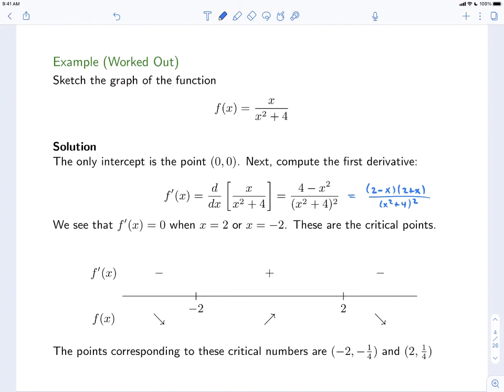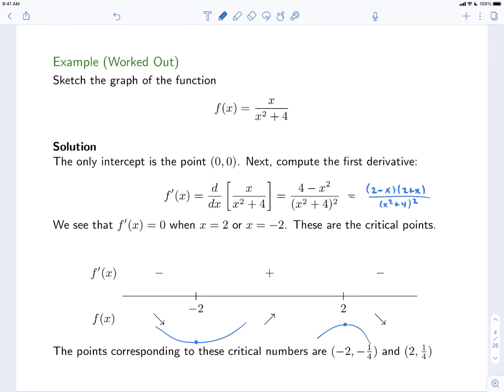Since the function changes from decreasing to increasing at negative 2, we can see that there's going to be a local minimum at x equals negative 2. And the function changes from increasing to decreasing at positive 2, so that's going to give us a local maximum. So these will be useful when we're trying to graph it.